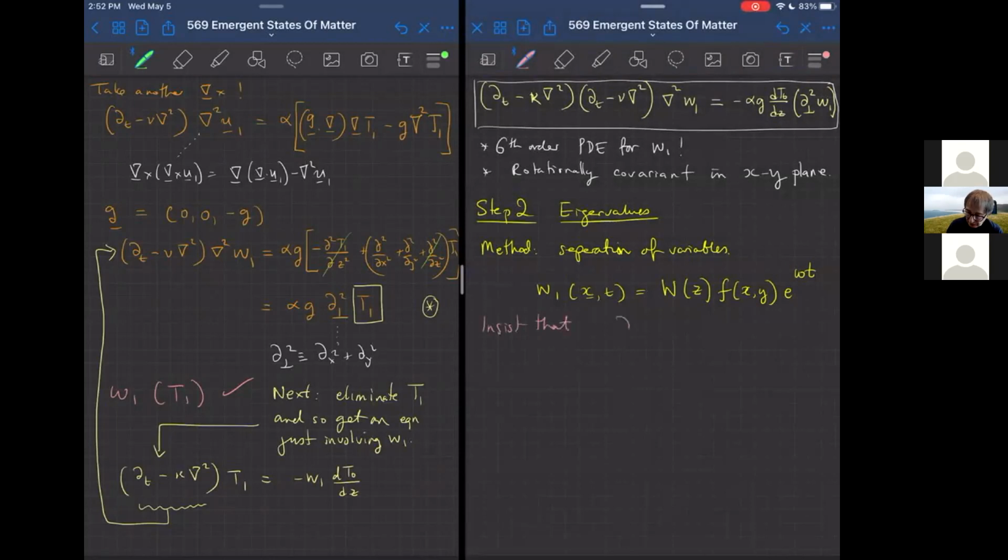that when I operate with the perpendicular Laplacian acting on f of x and y, then that gives me just some number which I'm going to call a squared times f. So this is going to be a kind of subsidiary eigenvalue equation for the function f.